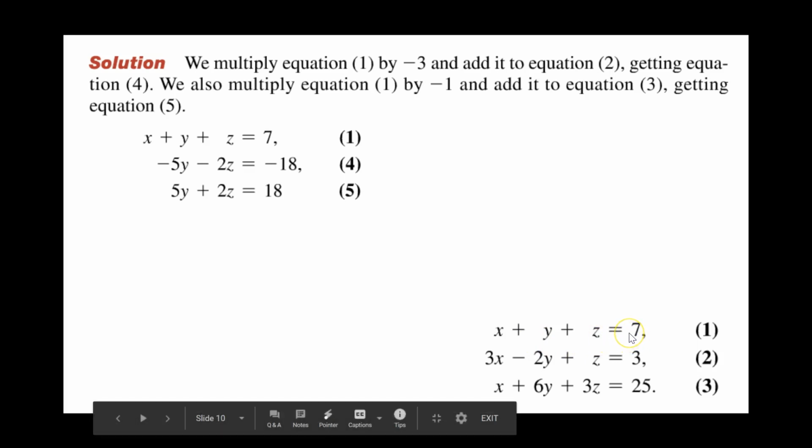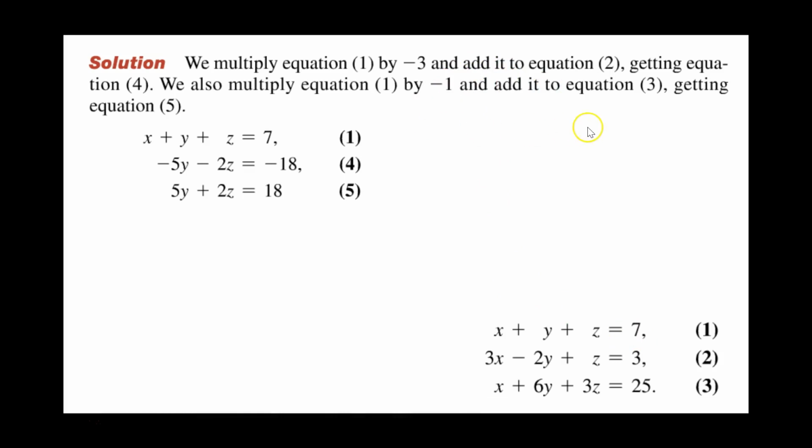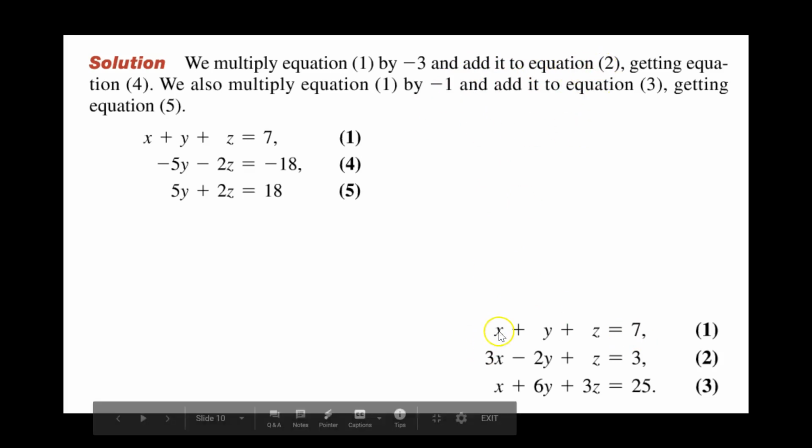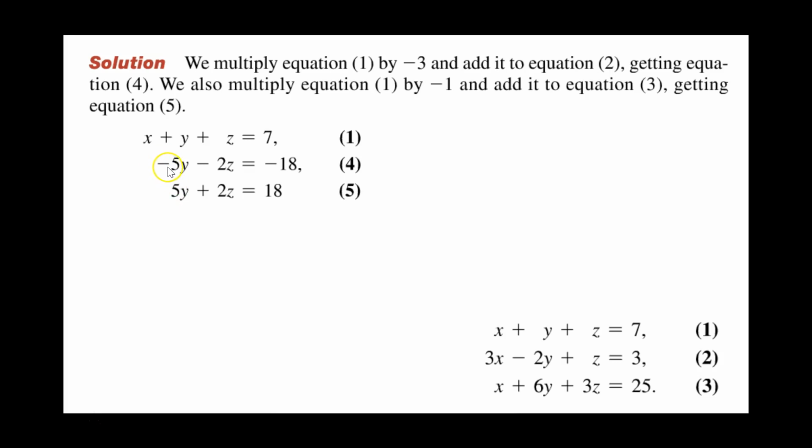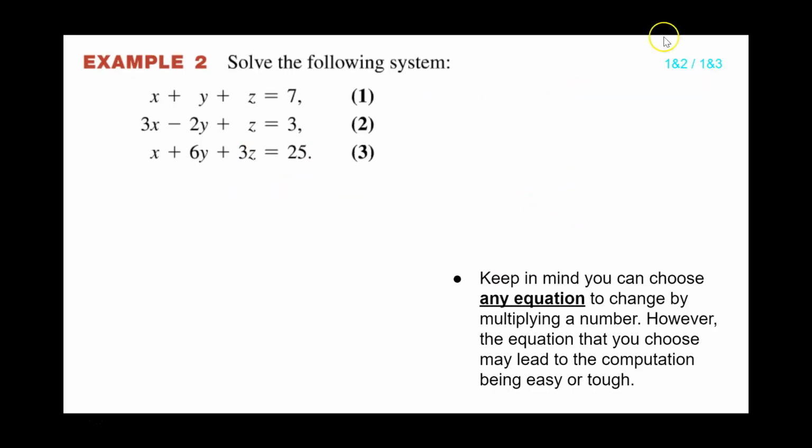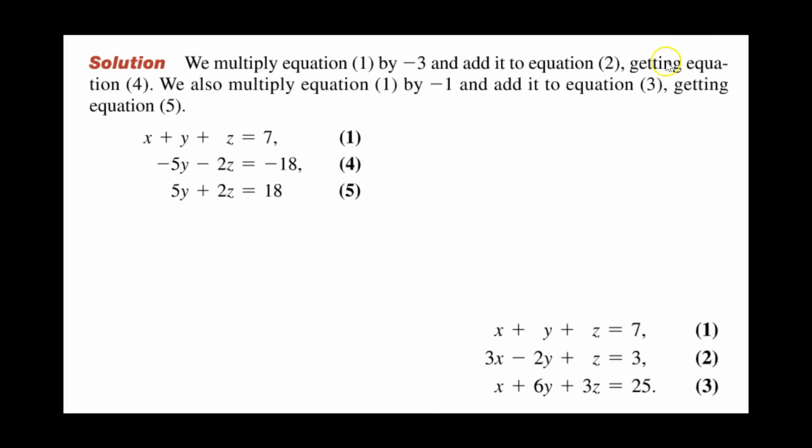Like I said, if you do this on another sheet of paper on your own time, you can see the layout of all the numbers. Then we take equation 2 and add them together. We notice that the x's cancel out, and the y's become negative 5y minus 2z equals negative 18. So that's what happens when I take 1 and 2, and I get this equation, number 4.